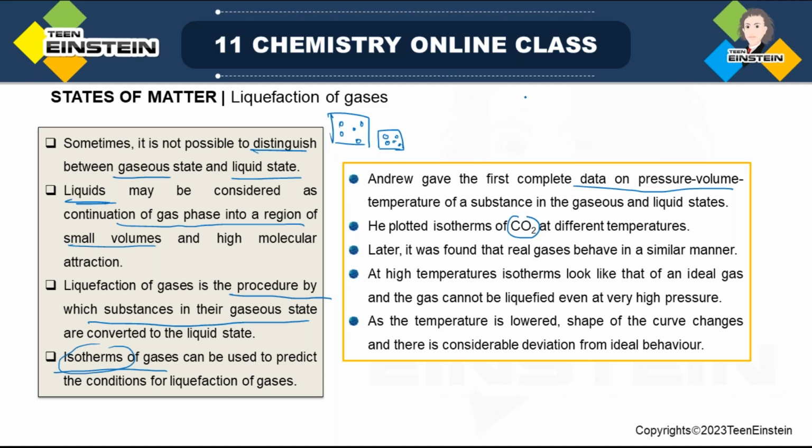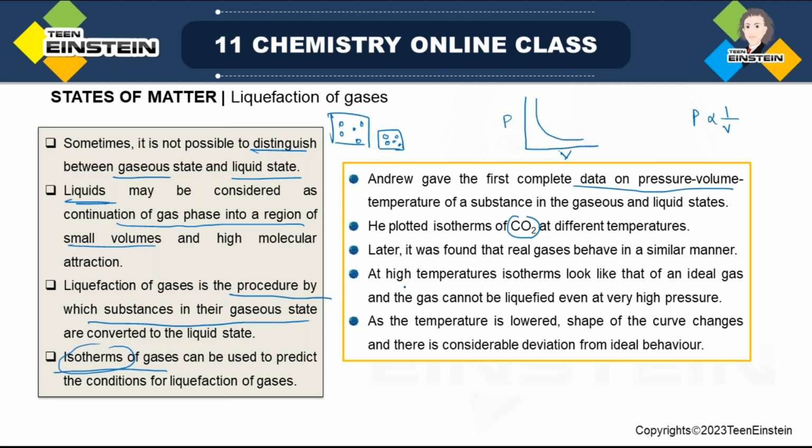Normally, how does a PV plot look? Remember from Boyle's law, at fixed temperature, P is inversely related to V. When these two terms are inversely related and you take them on the y-axis and x-axis, the nature of the curve is like this.